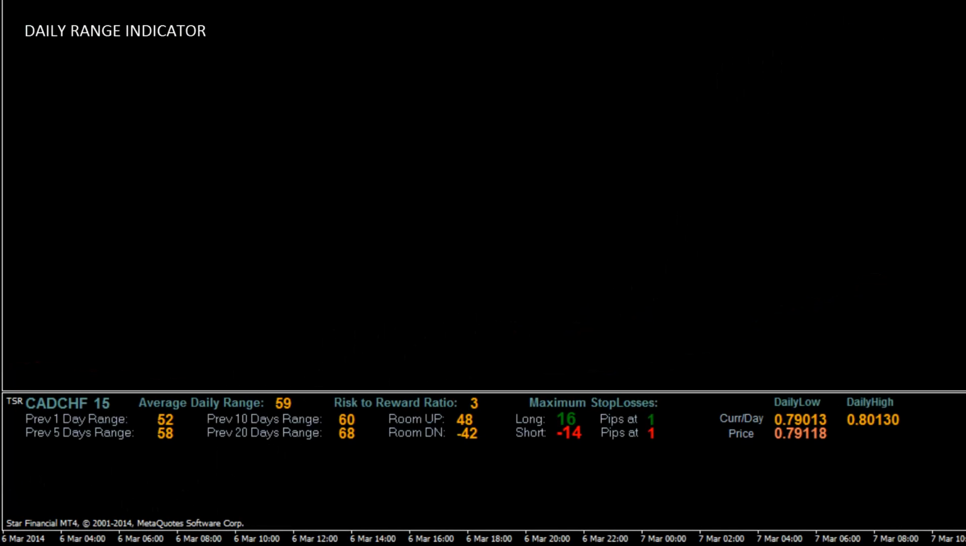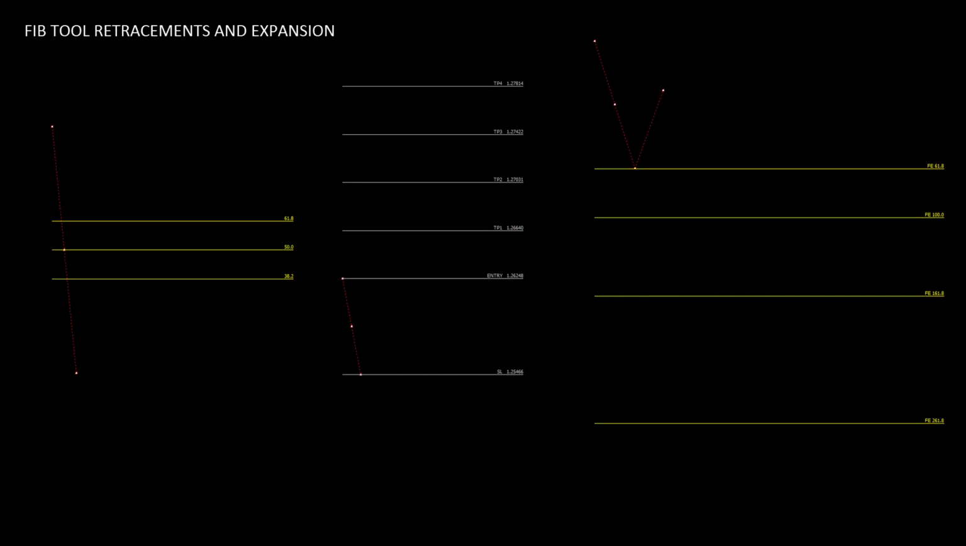The daily range indicator gives me an idea of how far price has travelled in the course of a session relative to its average daily range. If price is at one of the ADR extremes and is in confluence with another level of support and resistance, then a retracement is highly possible. And finally, I use the MT4 fib retracement and expansion tools to look for Fibonacci confluence with any of the other support and resistance levels.